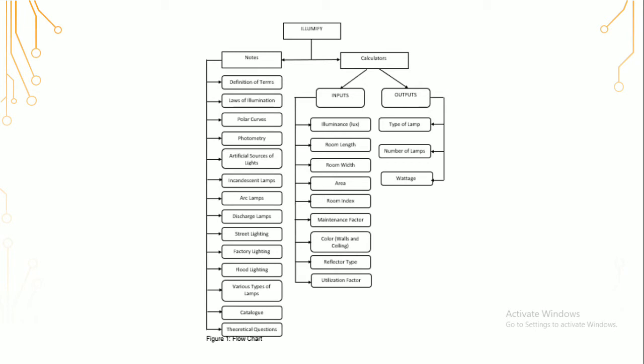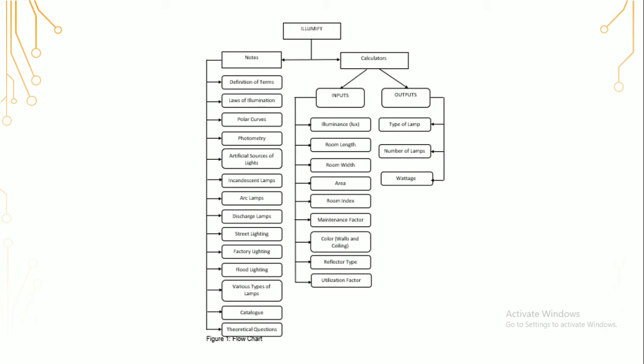Here is a flowchart of the application. The application is divided into two parts, the notes and the calculation. Under the notes part includes definition of terms, loss of illumination, polar curves, photometry, artificial sources of lights, incandescent lamps, arc lamps, discharge lamps, street lighting, factory lighting, flood lighting, various types of lamps, catalogs, and theoretical questions.